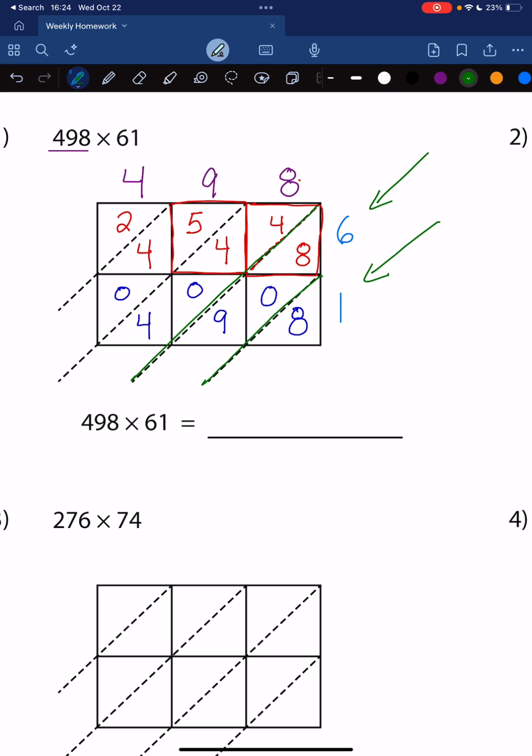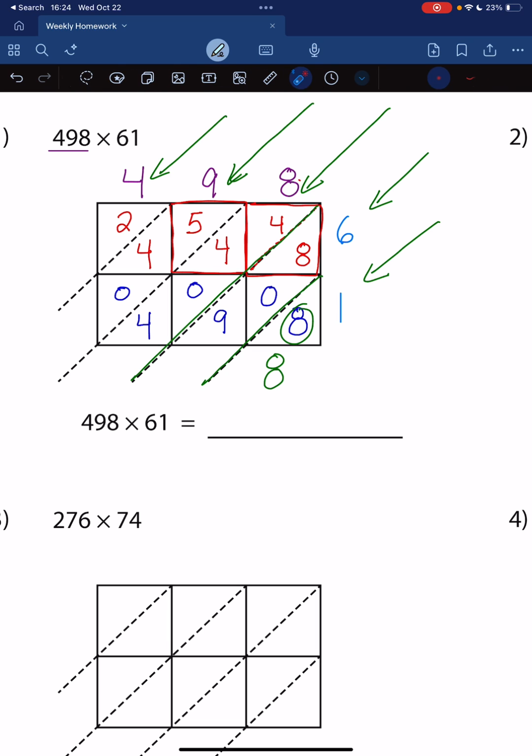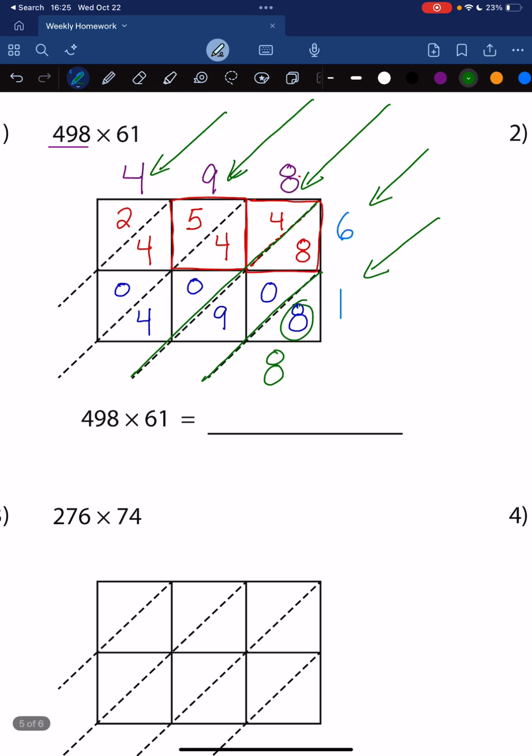So anything that is inside the box that I just filled in, I'm going to add going this way. So what that means is 8 is by itself. So 8 plus nothing is just 8. All right. And then I'm going to add down the horizontal, 8 plus 0 plus 9. And that's 17. So I'm going to put my 7 right here, and I'm going to raise my 1 to right here, because I do still have to carry.